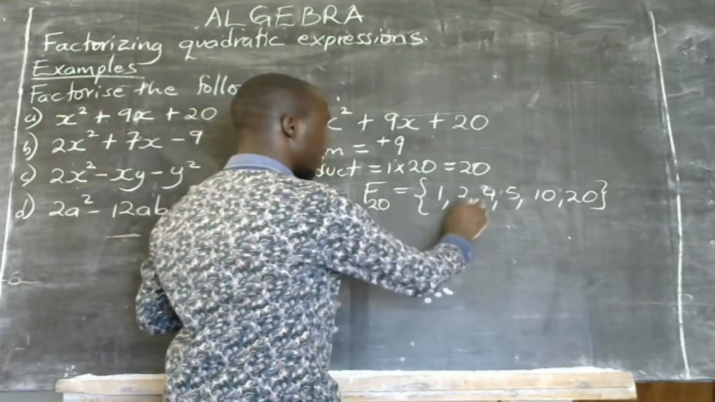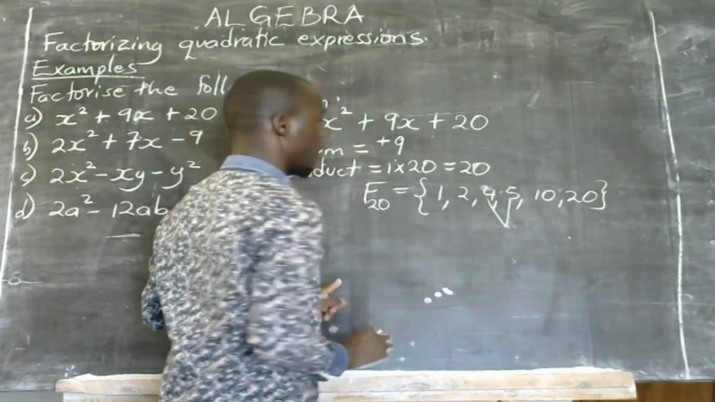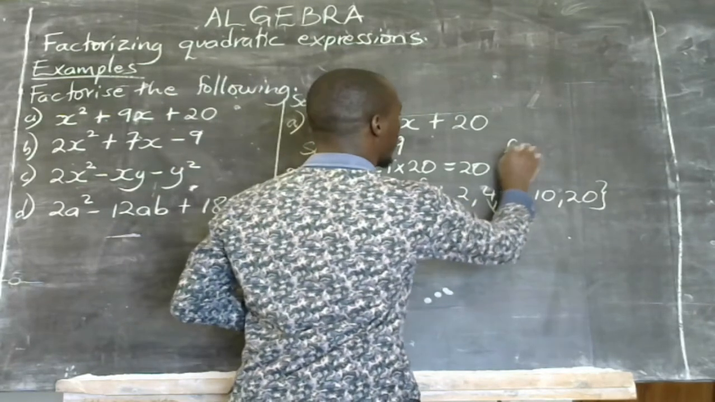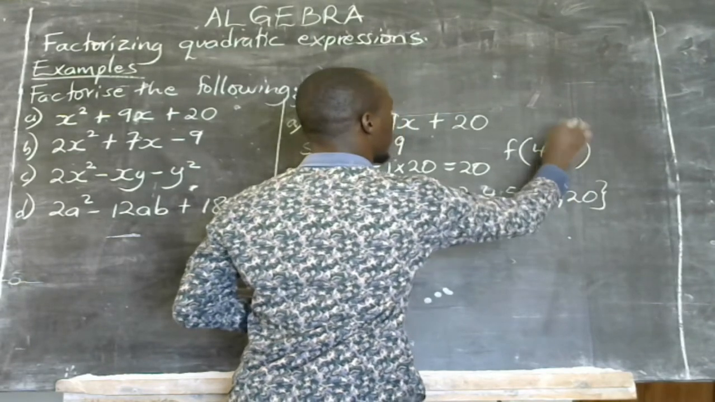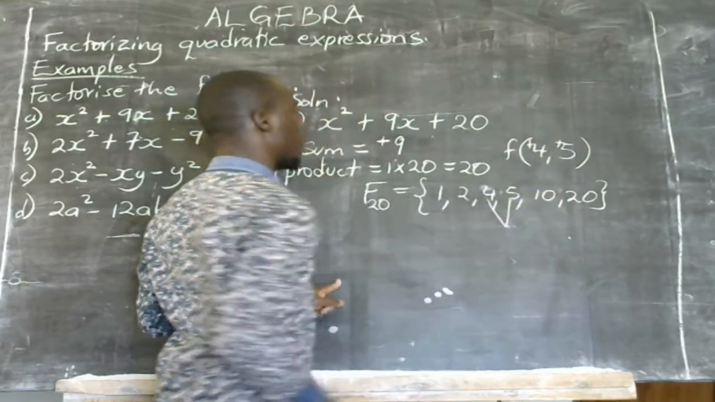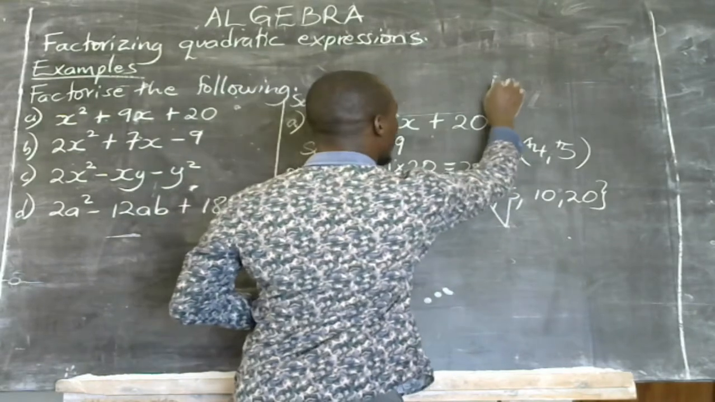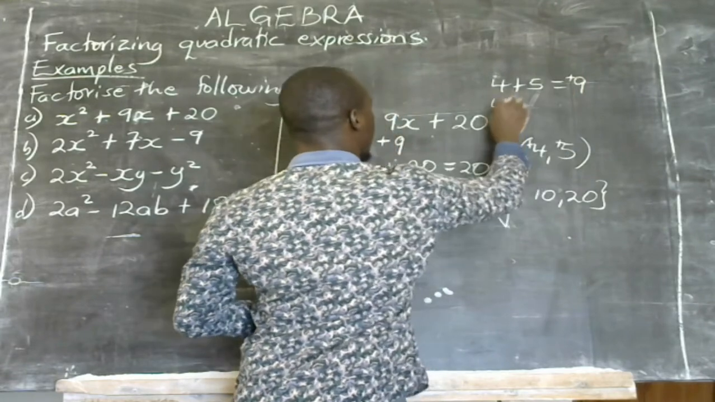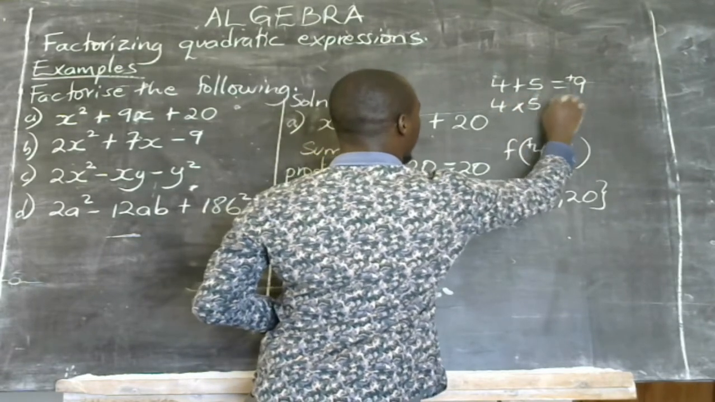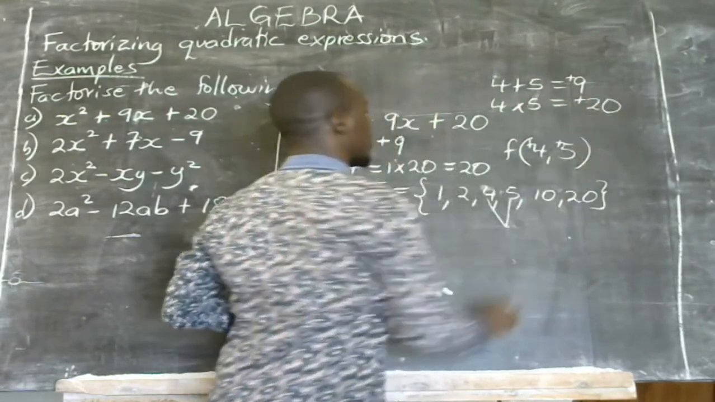So for me, when I look at them, I'm seeing those two there. So my factors are going to be 4 and 5. 5 is positive and also 4 is positive. When I add 4 plus 5, I get positive 9. When I multiply 4 times 5, I get positive 20.